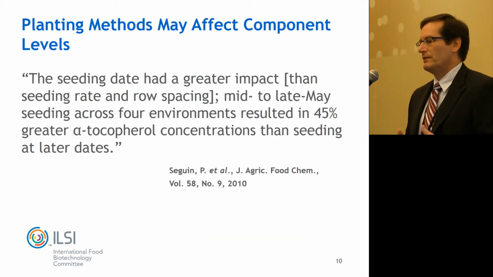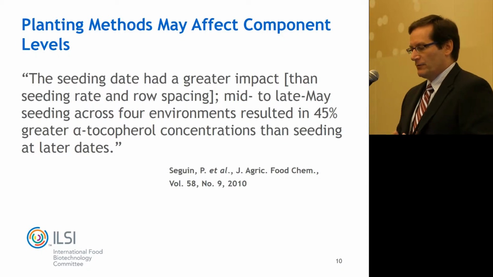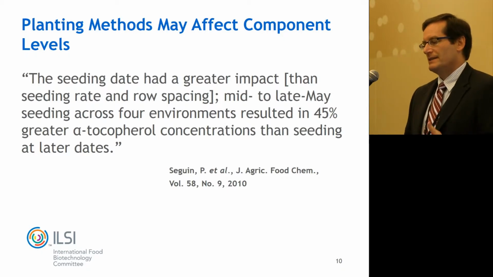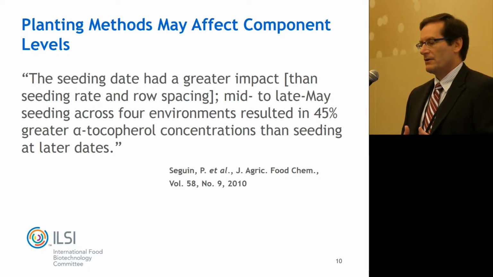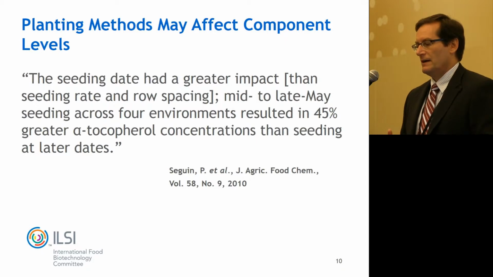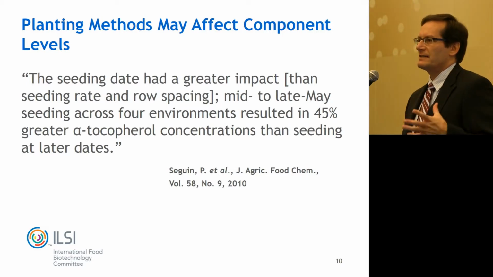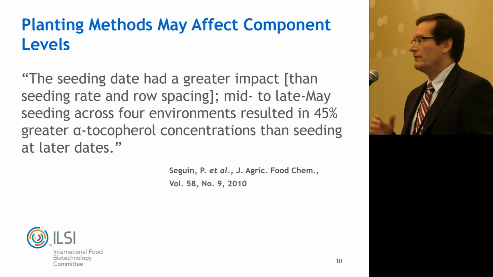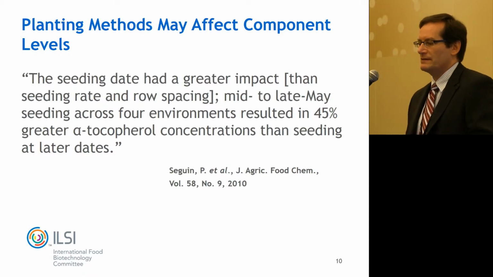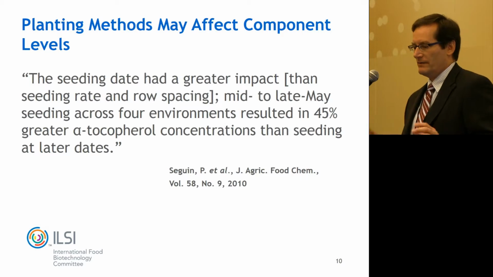So just as an example of what can happen, Seguin et al. working in Canada showed that mid to late May seeding of soybean across 4 different locations resulted in a 45% greater alpha-tocopherol or vitamin E levels than seeding at later dates. So just a planting date is going to make a big difference. When we conduct studies, we tend to plant everything the same. However, if that crop were delayed in planting for some reason, it would change. Databases are able to pull all those data together and show all the variability that's possible for the crop.